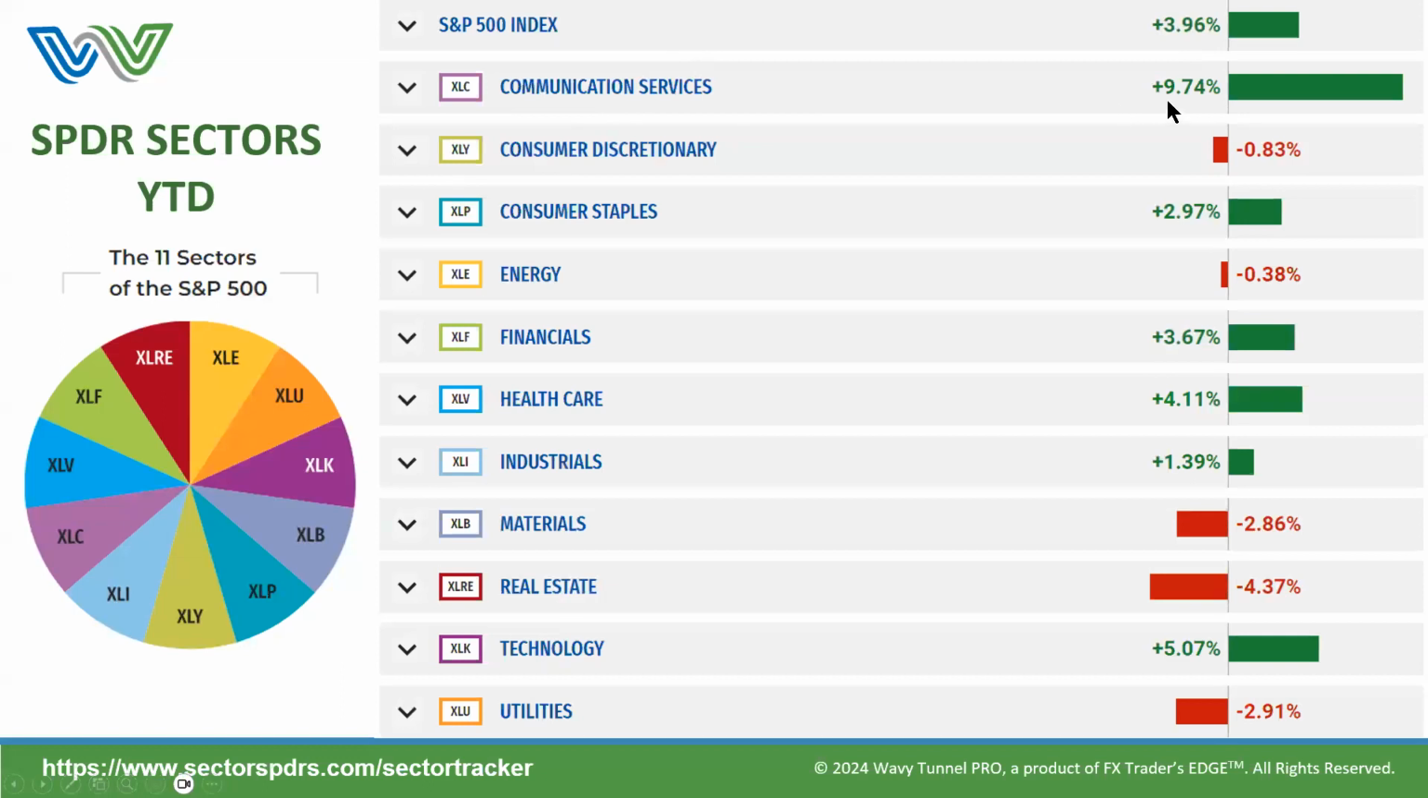Communication services was up 9.74%. This was the strongest performing sector. Consumer staples, financials, healthcare, industrials, and technology were the strongest performing sectors. Consumer discretionary, energy, materials, real estate, and utilities are the laggards. So I would say that if you're going to scan on the weekly chart, you might find the weekly buys on the laggards, which could still be profitable.